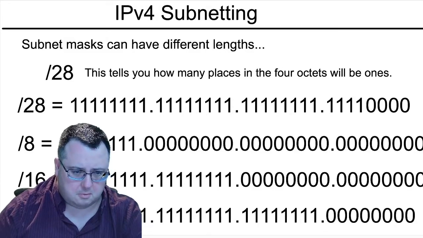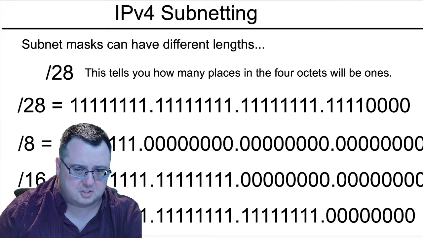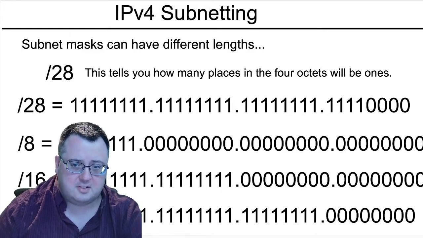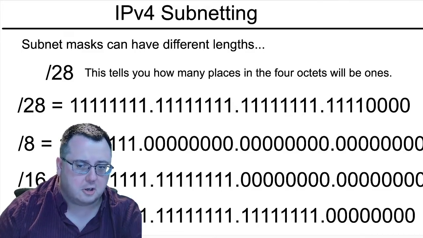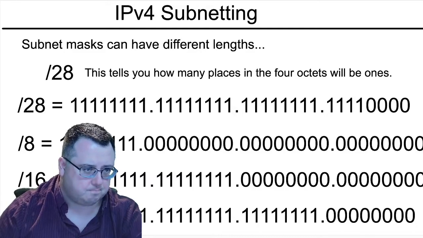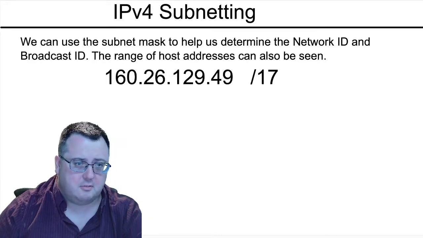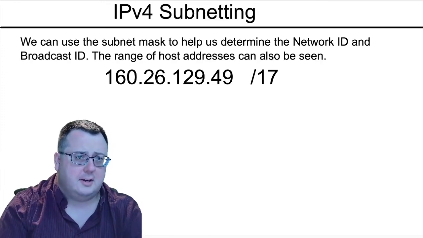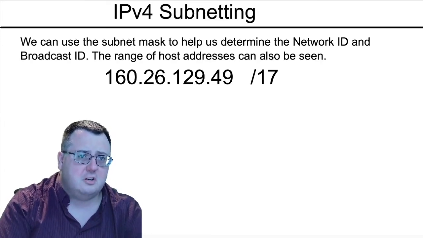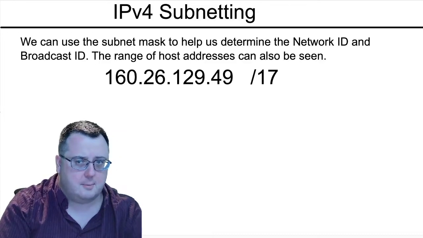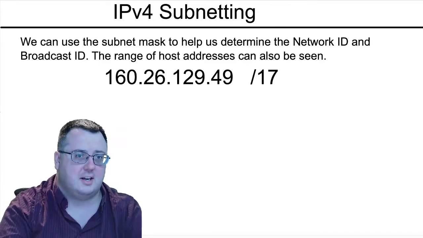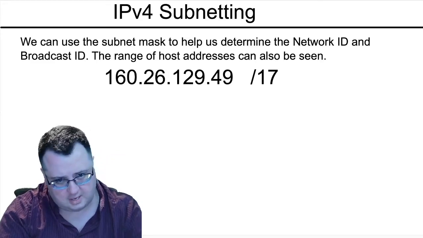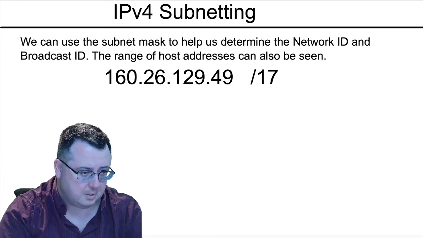So the 1s will be the network portion of your subnet mask, and the 0s will be the host portion of your subnet mask. But fear not if that didn't quite resonate with you. I'm going to do an example here. We can use the subnet mask to help us determine the network ID and the broadcast ID, and the range of the host addresses can also be seen.